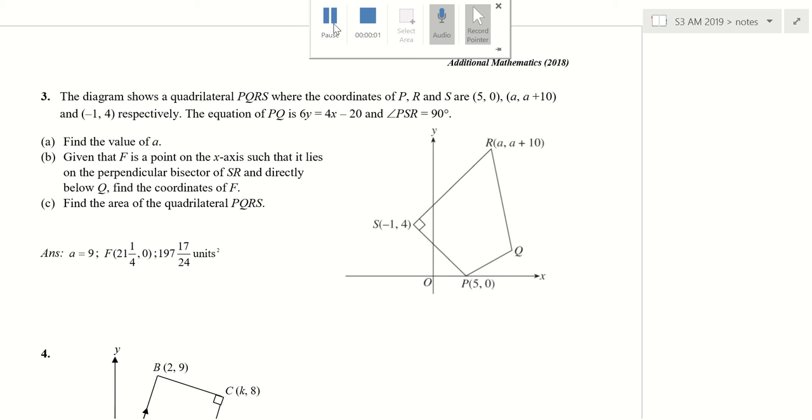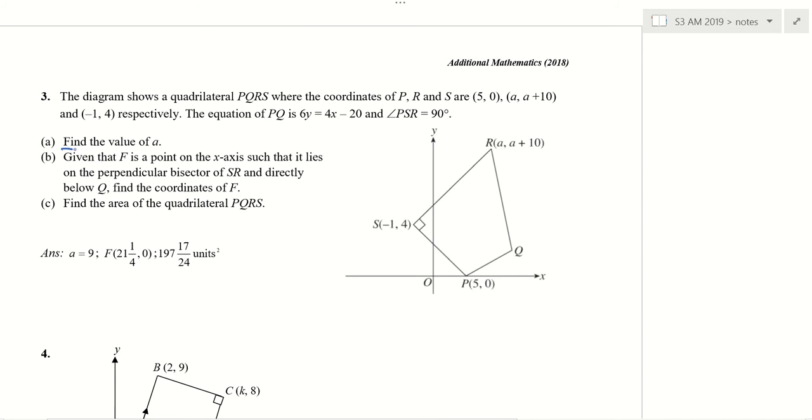Let's look at 3a. Okay, now find the value of a. I want to find the value of a. I look at a. A is actually here, but before that, let us transfer all the question information inside. 50 is already there. A plus 10 is there. 1, -1, 4 is there. 90 degree is there. Oh, the equation is not there.